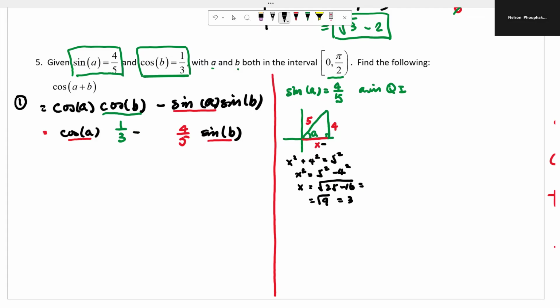Okay. So we find out x equal to 3. So if x equal to 3, then cosine of A will be adjacent 3 divided by hypotenuse 5. Okay, and now, it's your turn. Go ahead and try to see if you could find sine of B now.